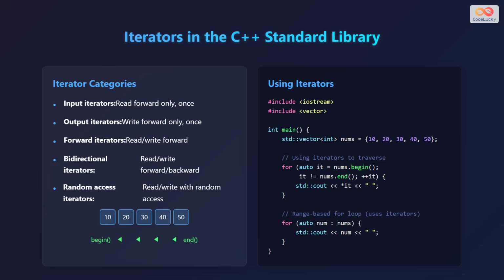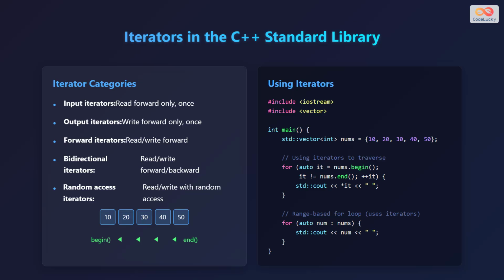Here's a simple visualization of iterators pointing to elements in a container. We have the elements 10, 20, 30, 40, and 50. The begin iterator points to the first element, and the end iterator points just past the last element.